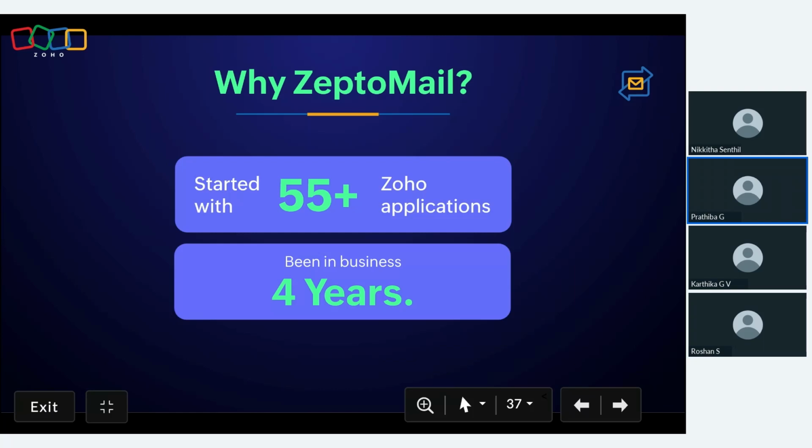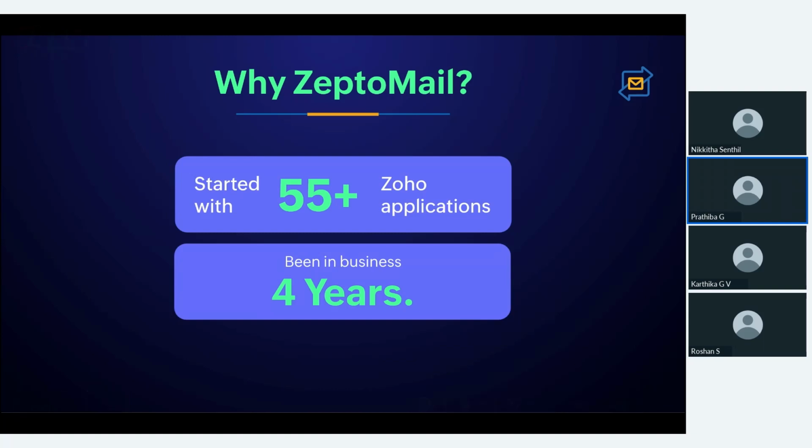ZeptoMail initially started off as an internal service for Zoho's 55 plus applications. And Zoho's applications have used our service for almost 8 years. And this gave us the base to build our robust infrastructure. And with that base, we launched our service 4 years ago. And since then, we've been focusing on effective transaction email sending for our customers. Since we've been doing this for a while, we are well equipped to tackle any issues that transaction emails will encounter.